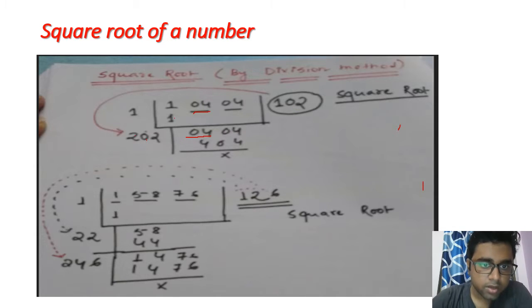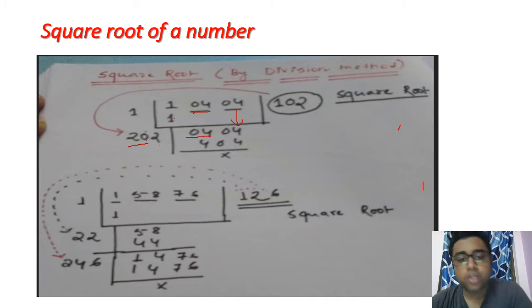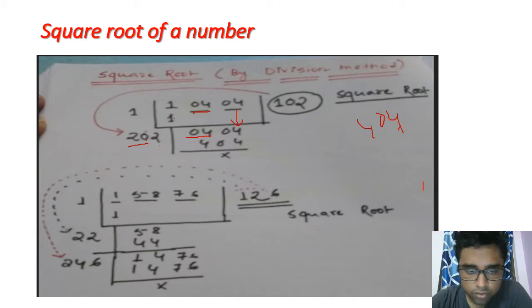Okay. Now we are getting 20. Now you have to put some number. We are getting 20 and we bring down that number here. So we are getting here 404. Sorry, write it the proper way.